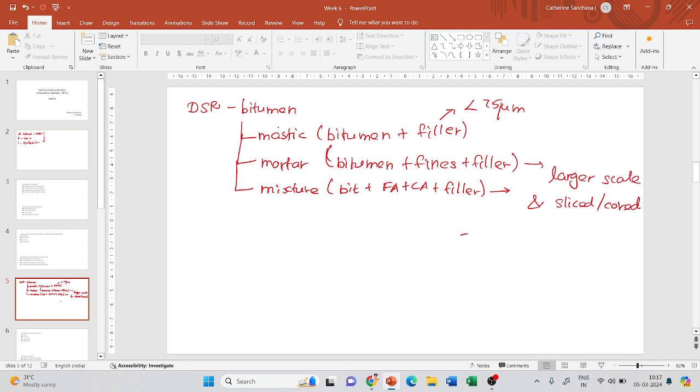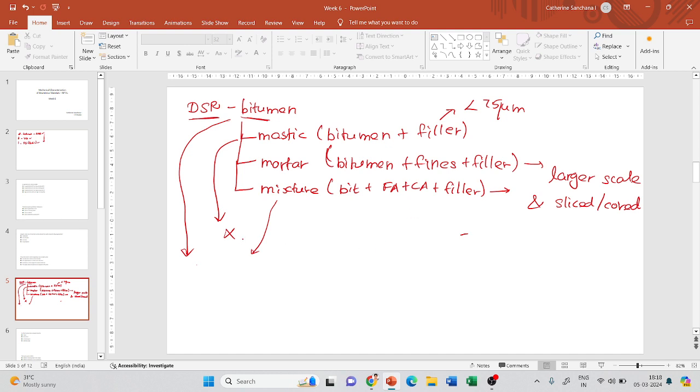Now if you see any code for bitumen, there is no ASTM code for mastic to be tested in a dynamic shear rheometer, but there are obviously codes for bitumen, and also for mixtures. And in this case we will be seeing only tests on bitumen using a dynamic shear rheometer. So let us first understand this.